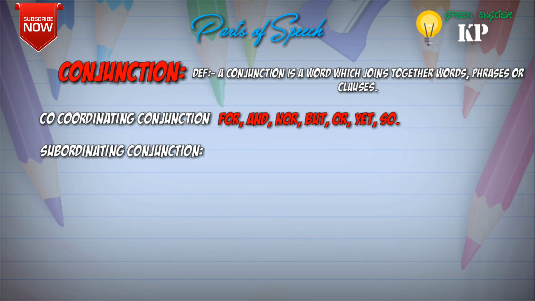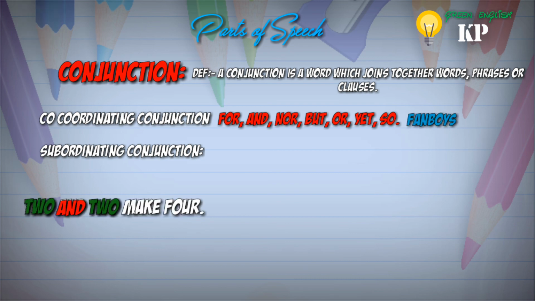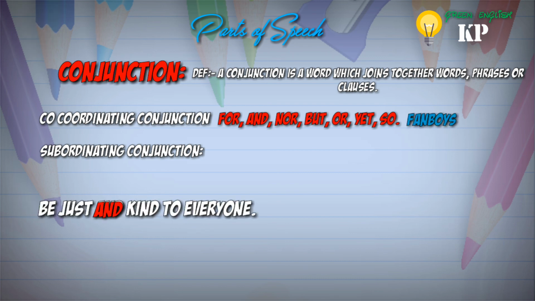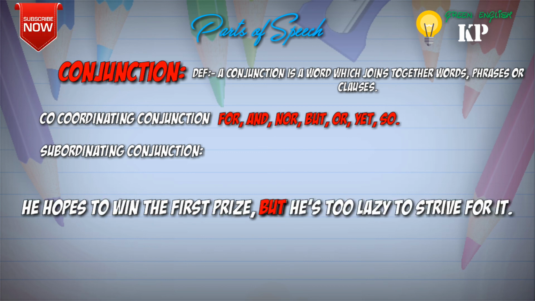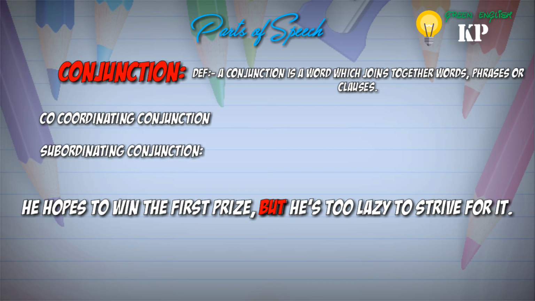Coordinating conjunctions are for, and, nor, but, or, yet, so. One way to remember them is to memorize the acronym FANBOYS. Example: 2 and 2 make 4. Be just and kind to everyone. He hopes to win the first prize, but he is too lazy to strive for it.